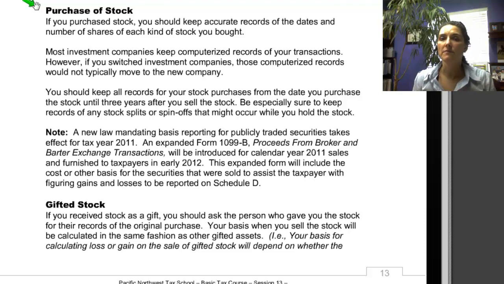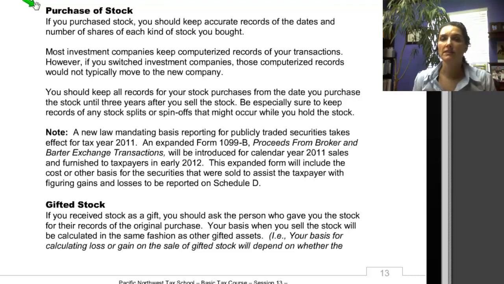And brokerage houses have the ability to track this information, but typically they've never been required to. And so although they may do it as a customer service benefit for their investors, it's just as likely as not that they have partial records, inaccurate records, or no records at all.